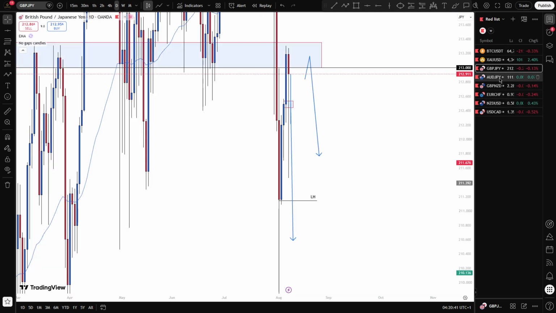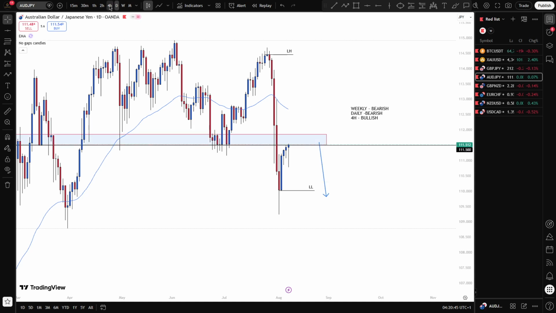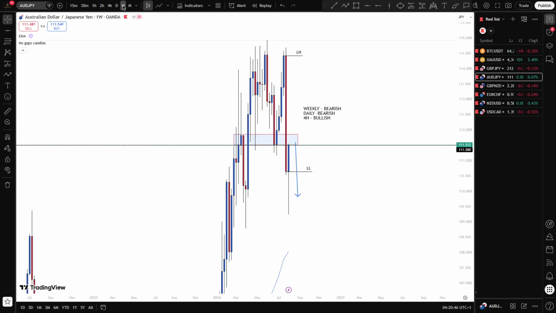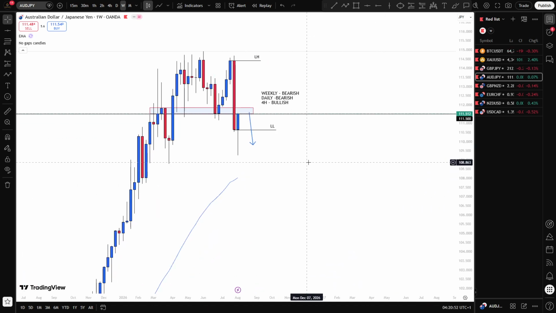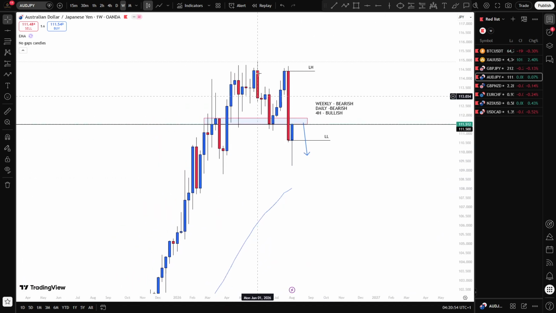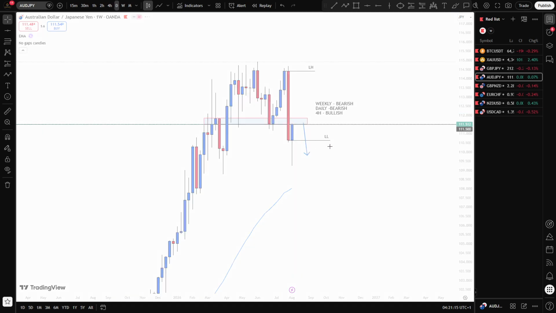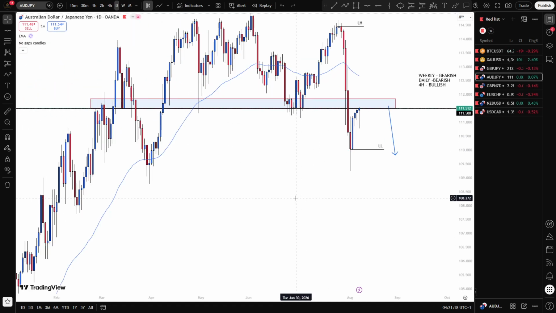So the next pair is also a JPY pair, which is AUD JPY. It's more like the same thing, but this one has a more clear pattern because we have a double top here. Price broke the neckline of the double top and came back to retest it. But on the weekly time frame, we don't have a strong area of interest, just a rejection.